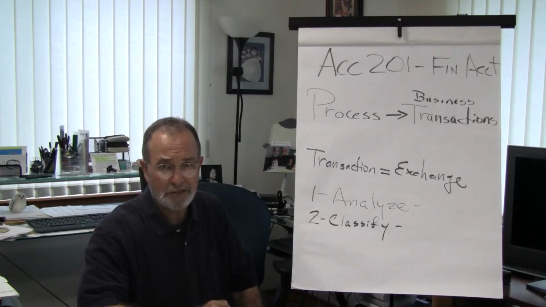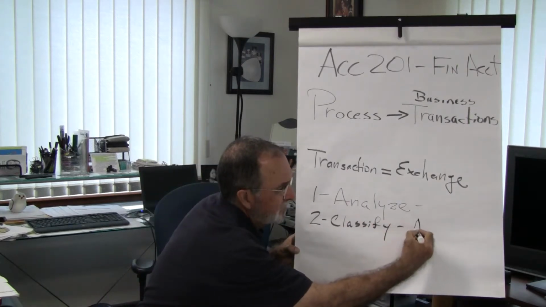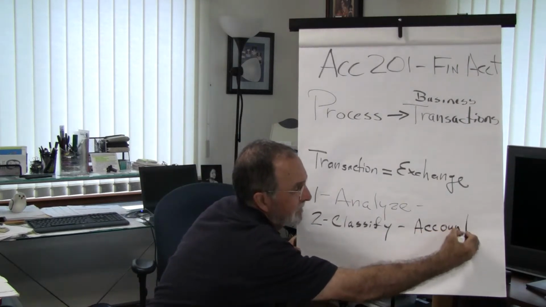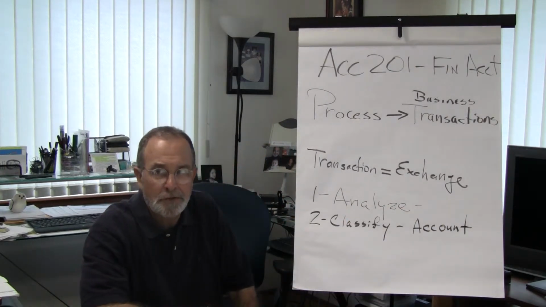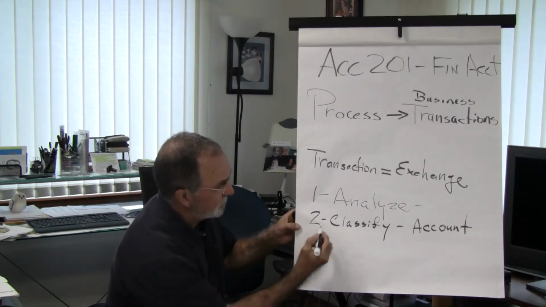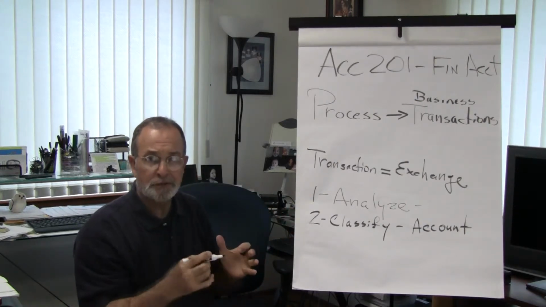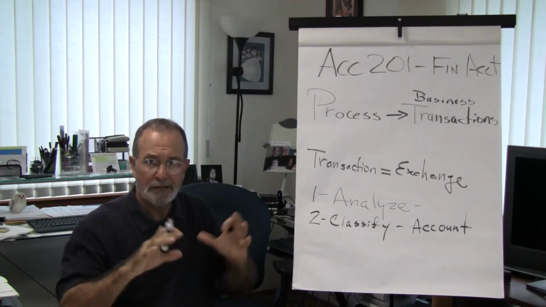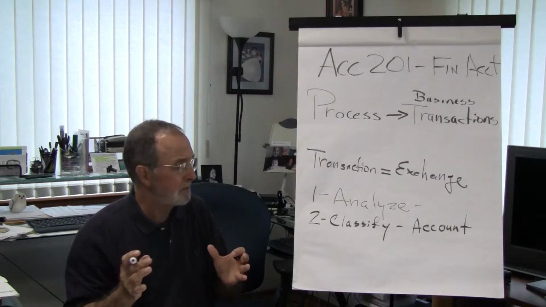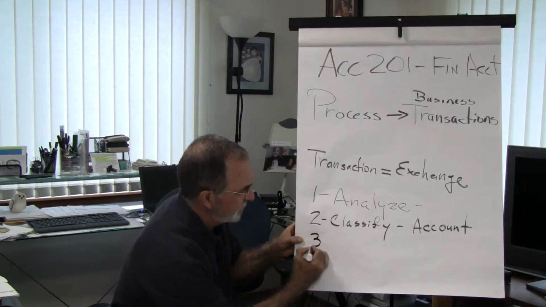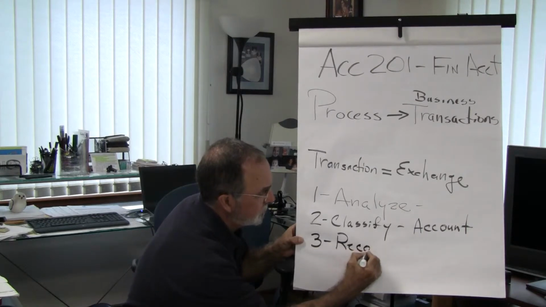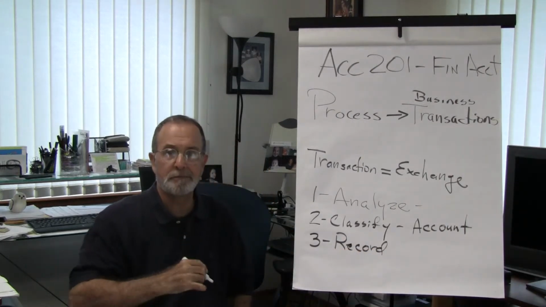So when we classify, basically we categorize. We are categorizing a transaction into the proper account categories. So this is where the accounts come into the equation. After we have analyzed and classified a transaction, then we pretty much know what that transaction is, and we have all the parts that we need to go on to the next step, which is to record that transaction.